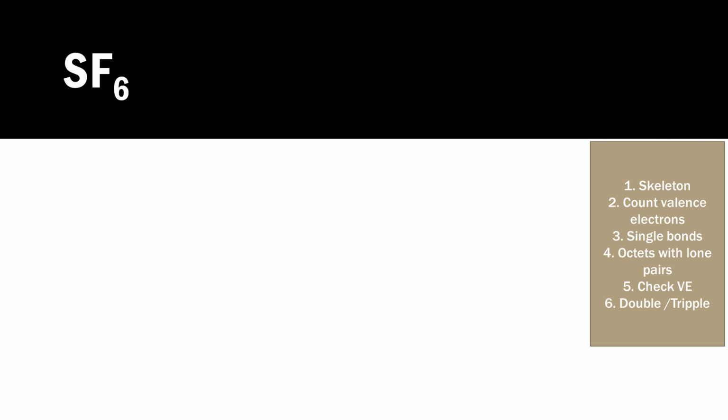And SF6. Okay, SF6. So S in the middle. There are 6 F. So we can put F over here, F over here, F over here, F over here, and F and F. Okay. So now count valence. Sulfur in group 6, 6. Fluorine 7. There are 6. That's 42. So then 48. So now single bonds. Now octet.